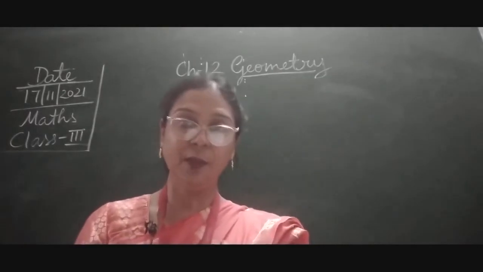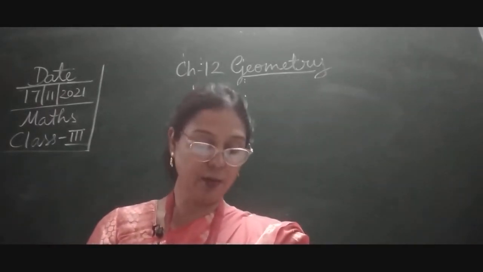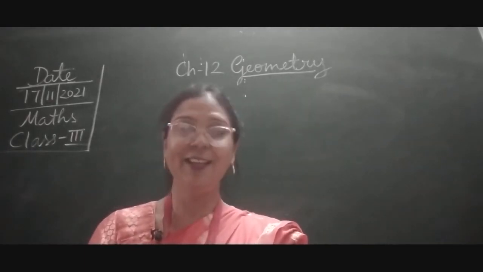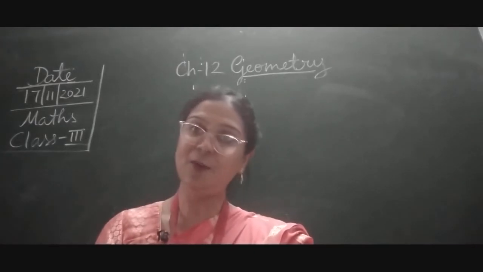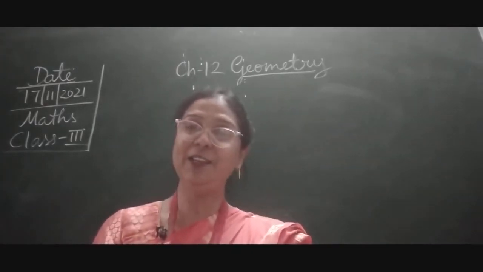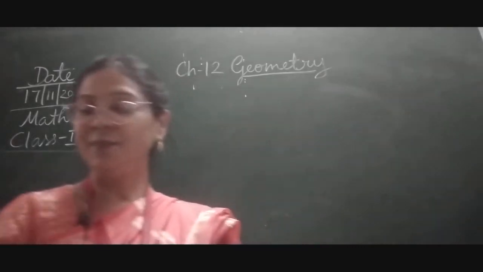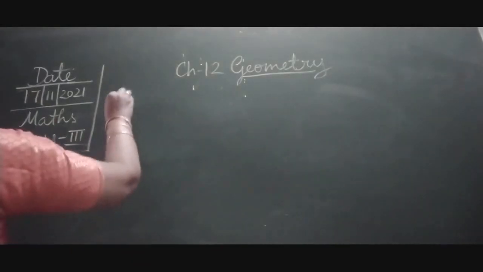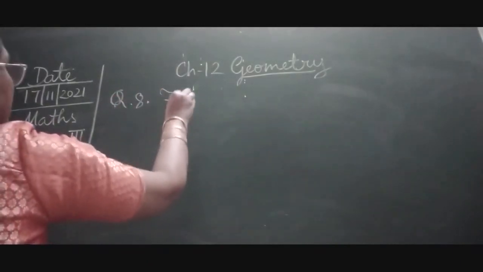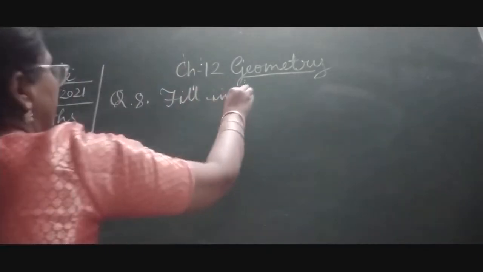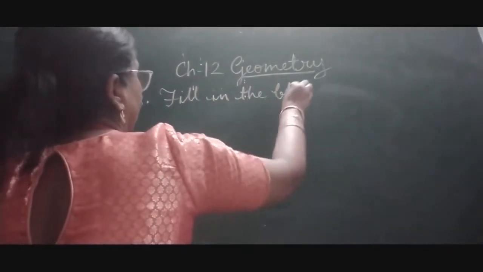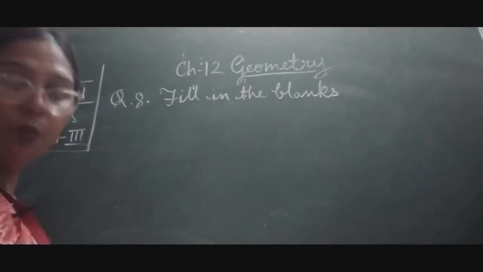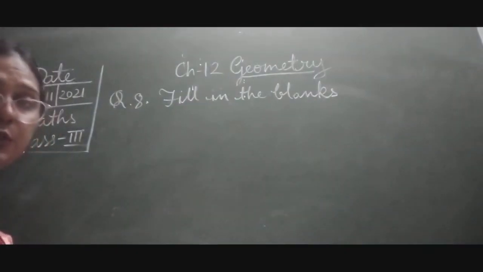Please turn over the page of your maths book, that is page number 178. You will get this exercise. So children, please take out your book and we are going to start completing this exercise. Okay children? This is question number 8. Fill in the blanks. Okay? This is fill in the blanks and we are going to start. First question children.